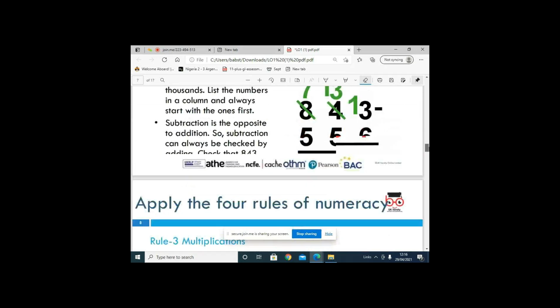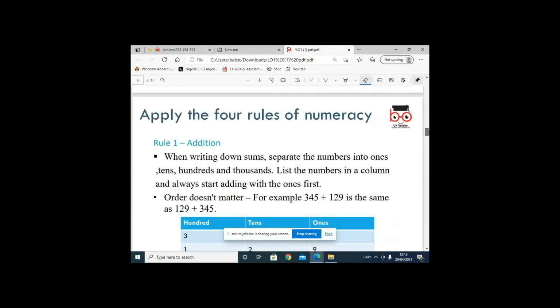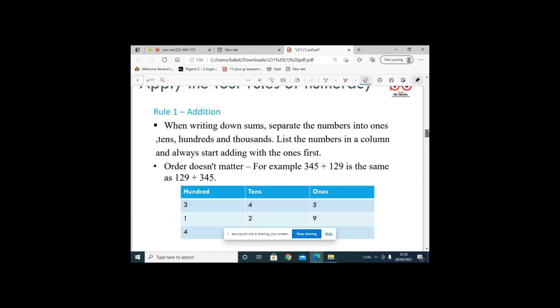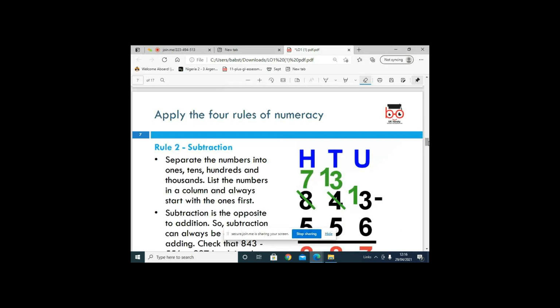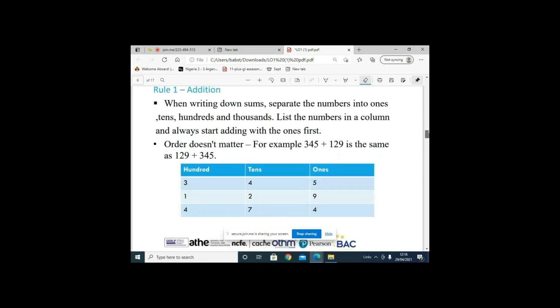So this is the first rule now. The first rule is addition. You guys know how to add things, which is elementary and basic maths, but I put this one here because it involves three digits. And don't forget, when you add numbers, you have to arrange them by their place values: hundreds, tens, and ones.